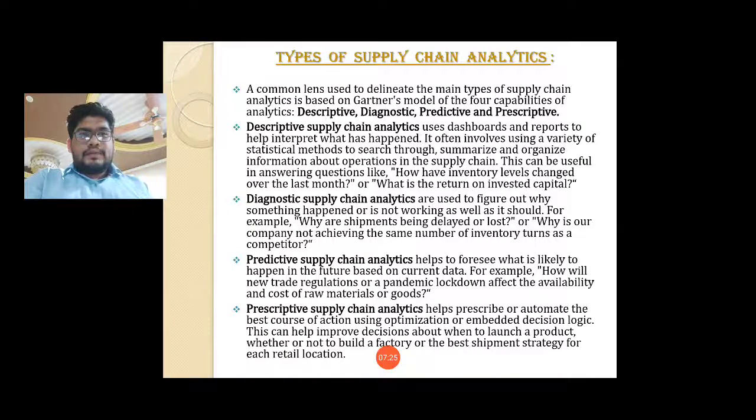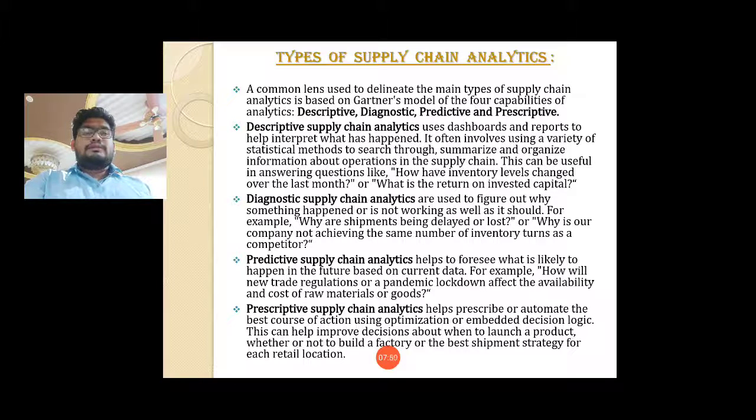Now, what are the types of supply chain analytics? It is a basic topic actually. The common lens used to delineate the main types of supply chain analytics is based on Gartner's model of the four capabilities of analytics. They are descriptive, diagnostic, predictive, and prescriptive. Now, let's see in detail what is descriptive.